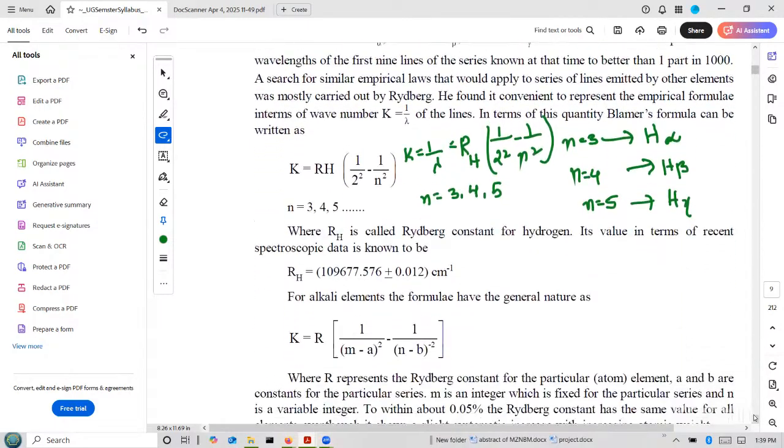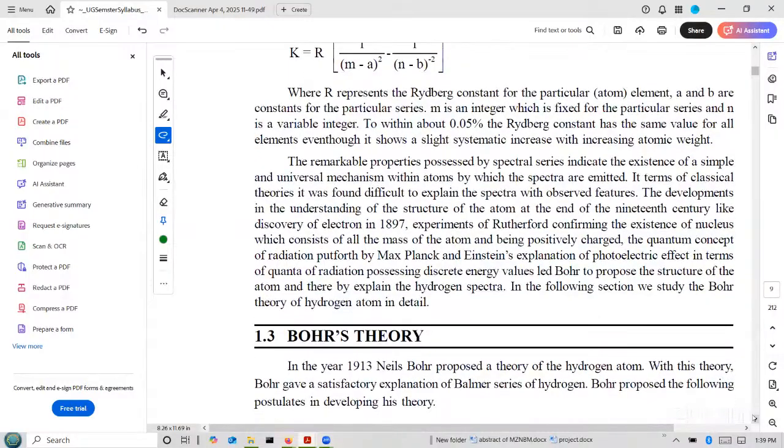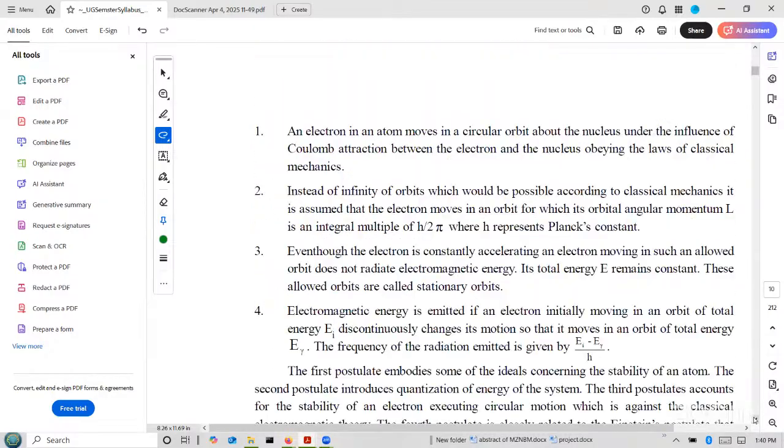Next topic is Bohr theory. What are the things we have to cover in Bohr theory? Niels Bohr introduced this Bohr theory of the hydrogen atom. In his theory, he explained the Balmer series of the hydrogen atom and he has given 4 postulates. How many postulates has he explained? He has explained 4 postulates.